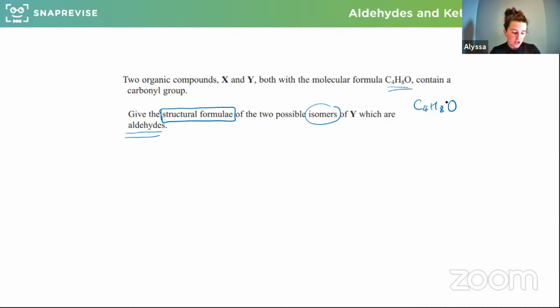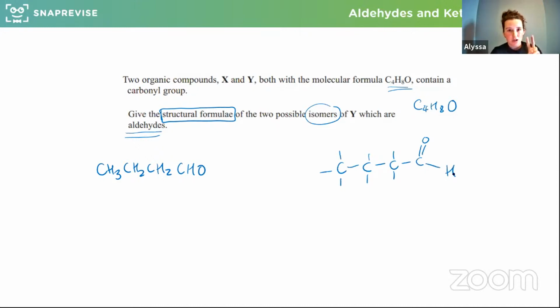Good question. Let's have a look. So I'm going to have a go at drawing out what ChemMedic has put. CH3, CH2, CH2, just checking the number of carbons, looks good, CHO, which, if I draw it out as a full displayed formula, CH2, CH2, COH. So it's an aldehyde. Good, that's what we wanted.